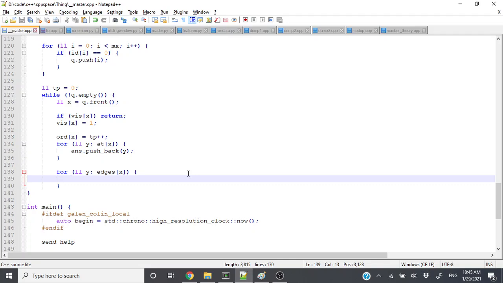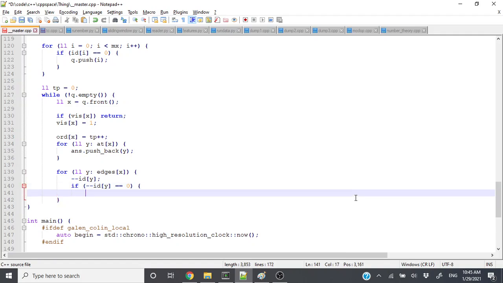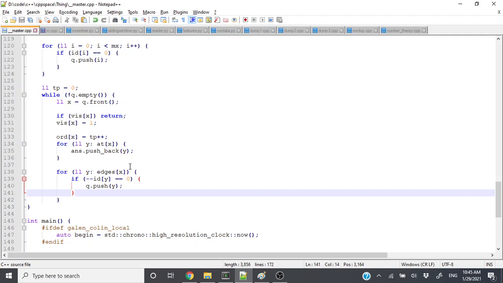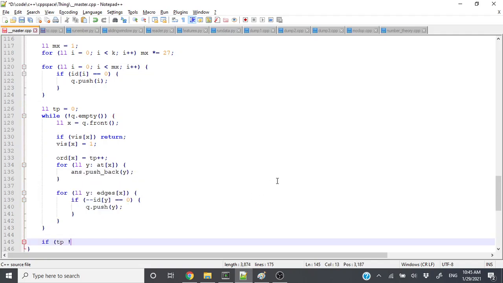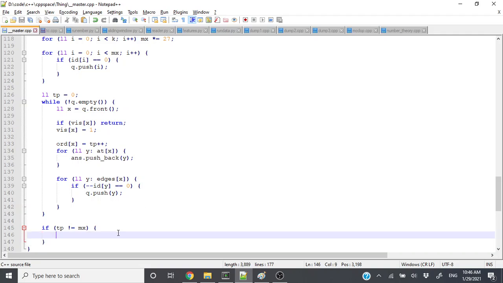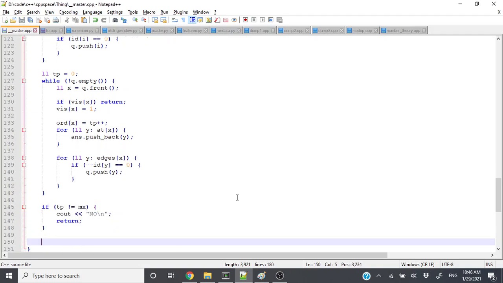So for each element of the edges, decrement their in degree, and if their in degree is equal to zero, then q dot push y. So if we haven't visited all vertices, then we have some cycle. And actually, I think that's a stronger condition. If we have vertices we haven't visited, then at some point all remaining vertices don't have in degree zero, meaning there has to be at least one cycle. So if not all vertices are visited, then we have a cycle. That might actually just be it.